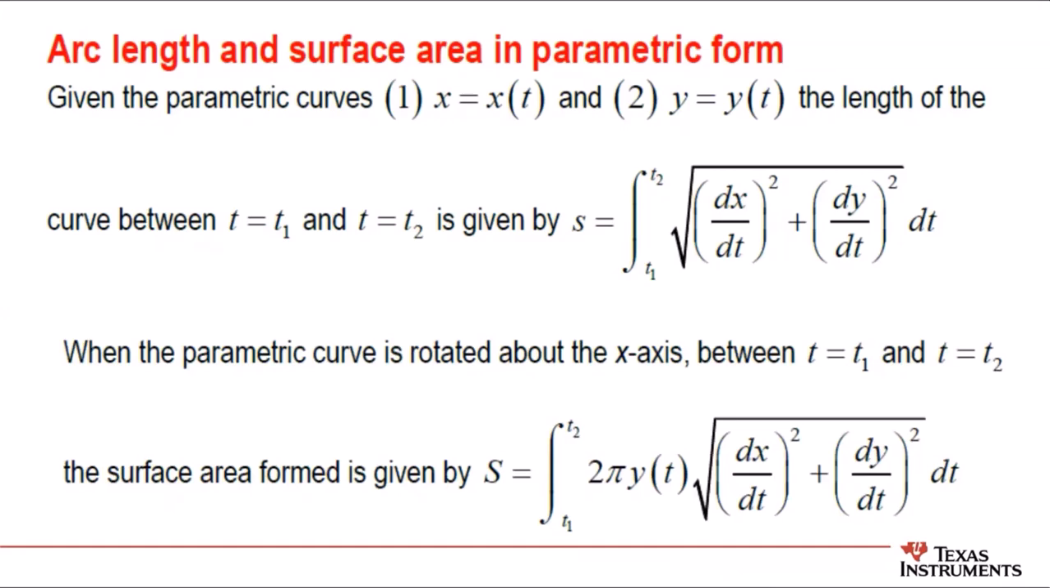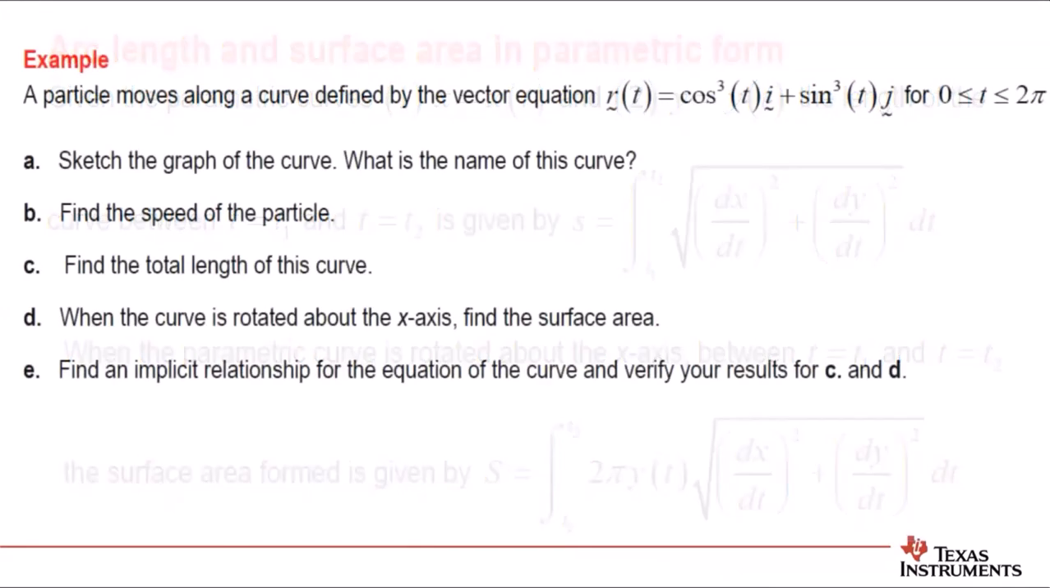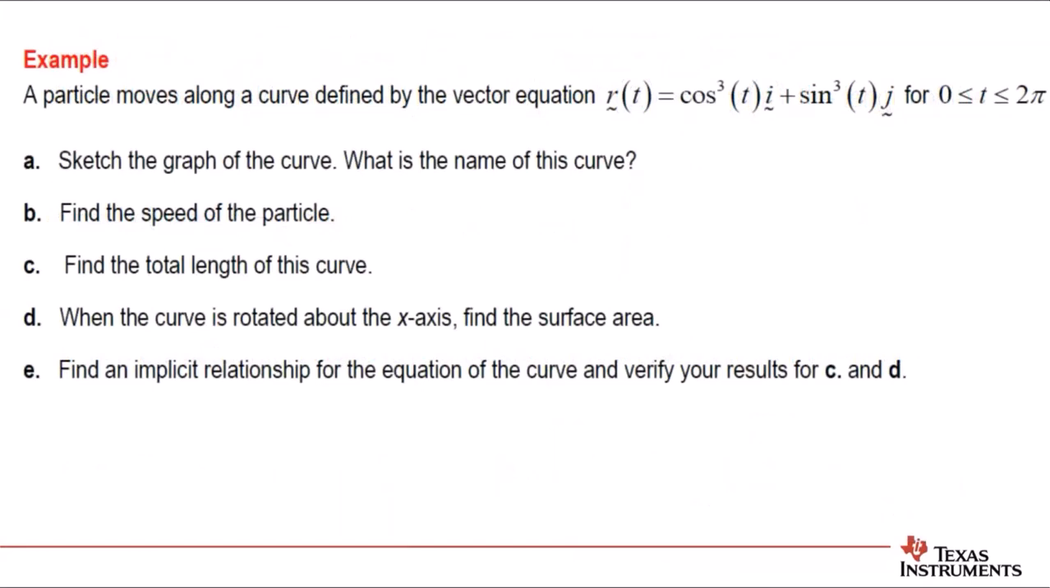All right, so let's have a look at a nice example here. What is this curve? r of t. Now, I'm really going into vector equations here. The vector equation is cos cubed t i plus sin cubed t j. And although we're talking vector equations, we're talking speed. Speed is really related to the square root of (dx/dt) squared plus (dy/dt) squared.